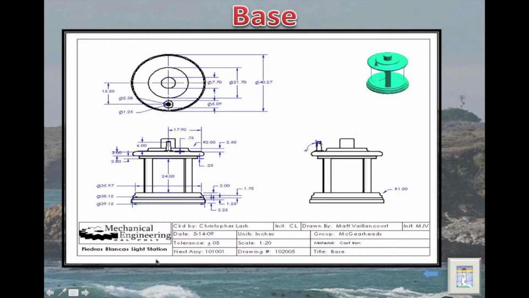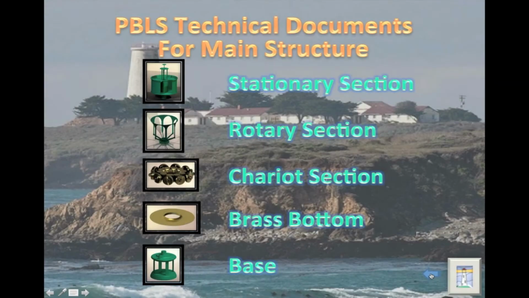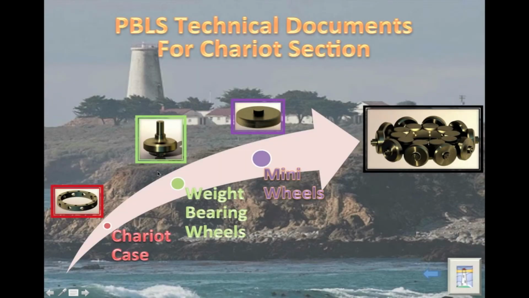This is pretty straightforward. It's 40.27 inches. Everything was done in inches to keep everything in perspective. This is how this was all done. Here's the chariot section. The chariot section consisted of these three components that all came together to make this giant component right here.